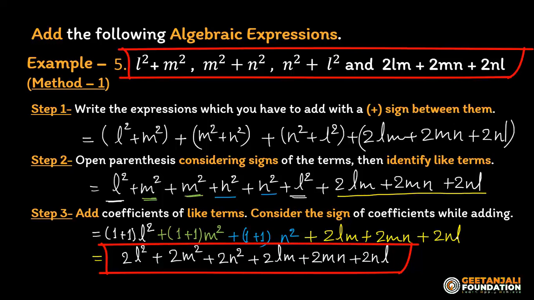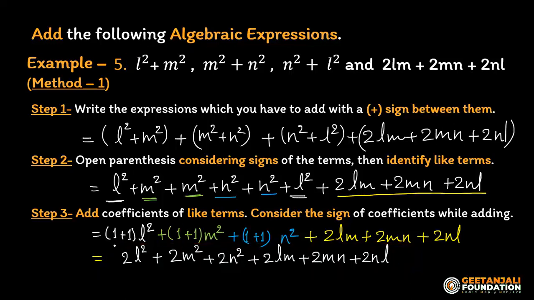You can skip this step. I have written it so that you understand how 2 has come. You can simply count if nothing is written. It means their coefficient is 1 and you can simply add it and write 2L square. You can simply skip this step. So you can write 2L square directly, you can write 2M square directly and 2N square directly by adding their coefficients. Nothing is there, it means 1. So 2 times M square is written, it means 2M square. 2 times N square is written, it means 2N square. And this we have written as it is. So we have added all these expressions and we have got this result.